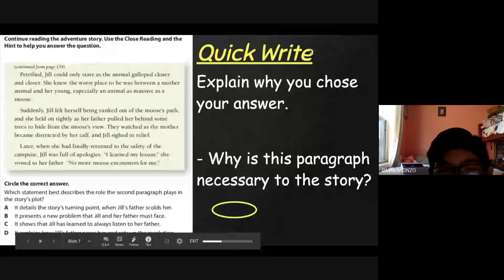Why is this paragraph necessary to the story? Mercedes, you there? Yes. Okay, can you read the next three paragraphs for me, please? No, you just look at my screen and you're going to read those three paragraphs. All three of them? Yes, please. Okay. I can't see what that says though.